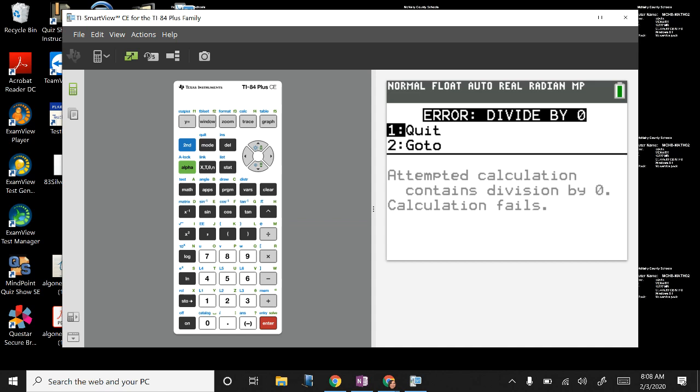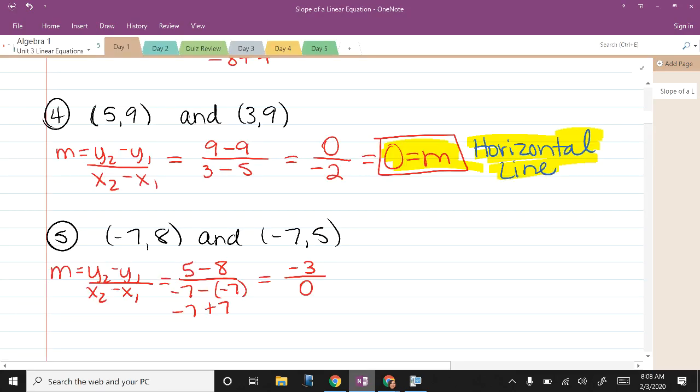Error. Did y'all get an error? It tells you why: it's mathematically impossible to divide by 0. So the slope is not negative 3. If you divide by 0, the slope is undefined.